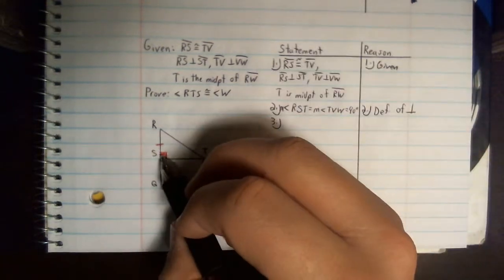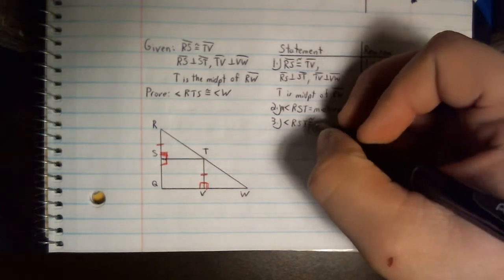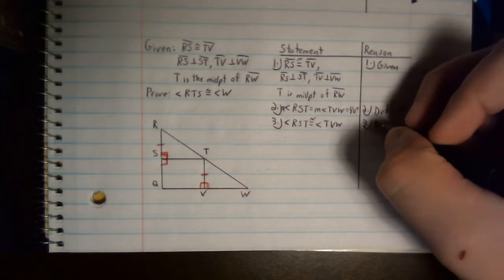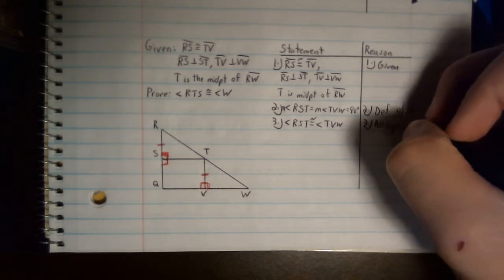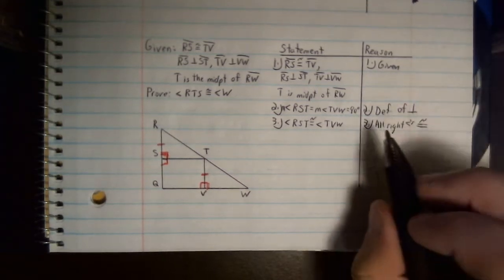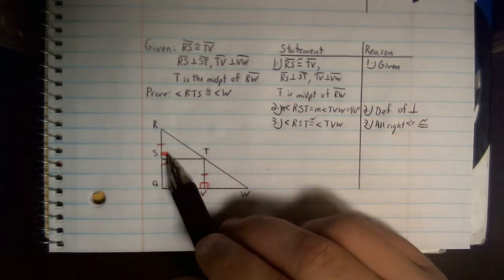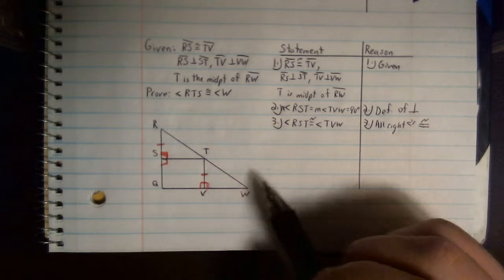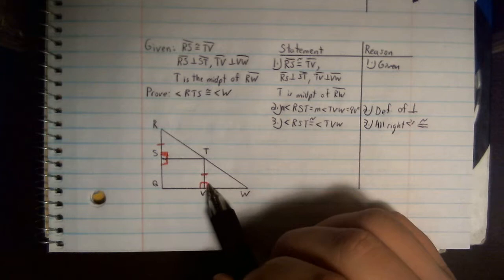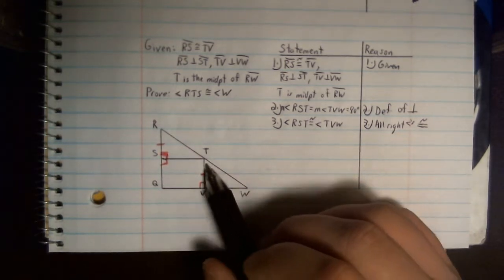My next statement, I have to mention that these angles now are congruent, angle RST congruent to angle TVW. And that's because all right angles are congruent. Okay, again, these two steps in that order allow us to say that these angles are congruent to each other. Okay, so we have congruent angles, we have a leg on both triangles. Now we need to figure out these hypotenuses. How are we going to get them congruent?